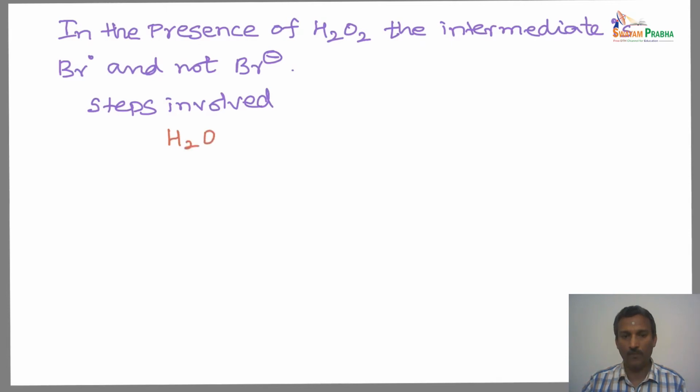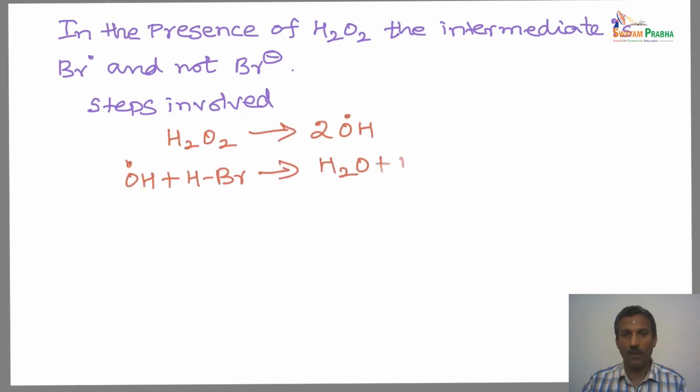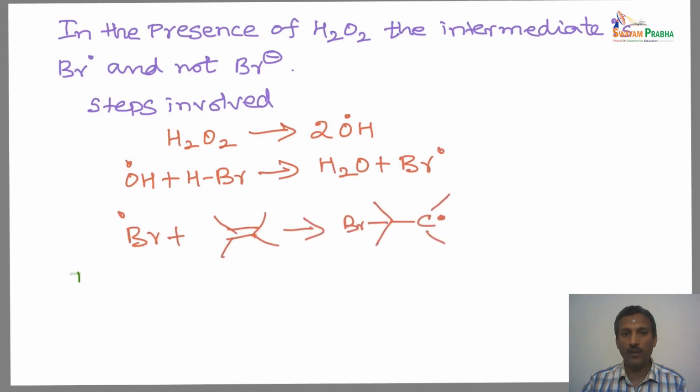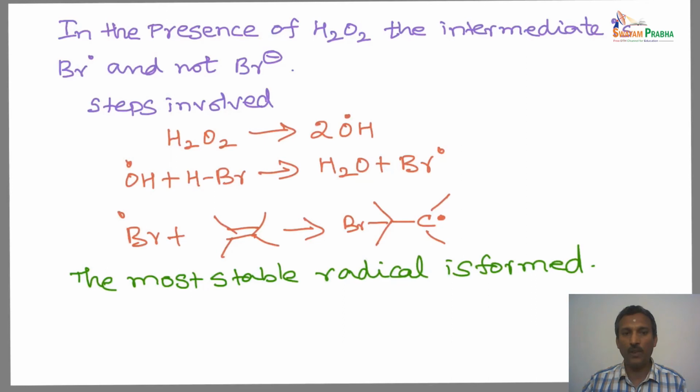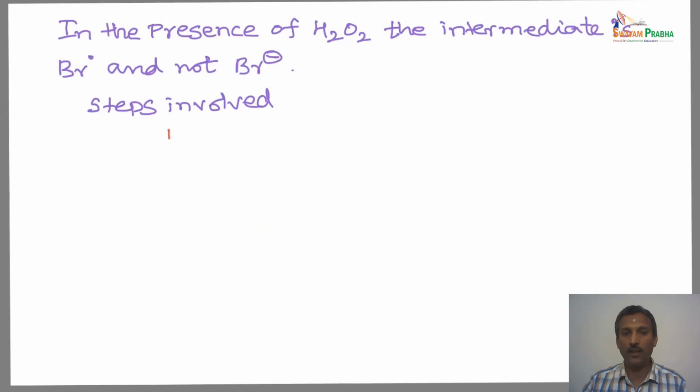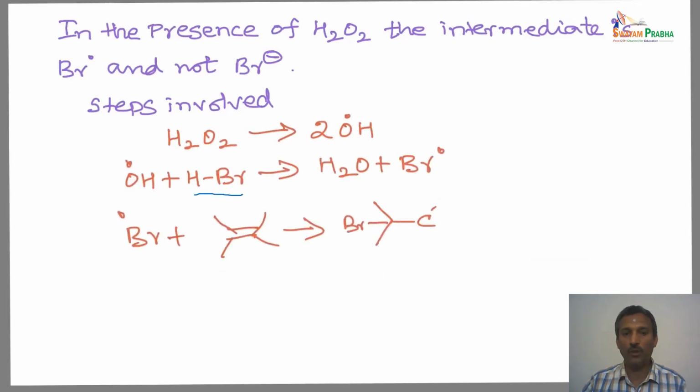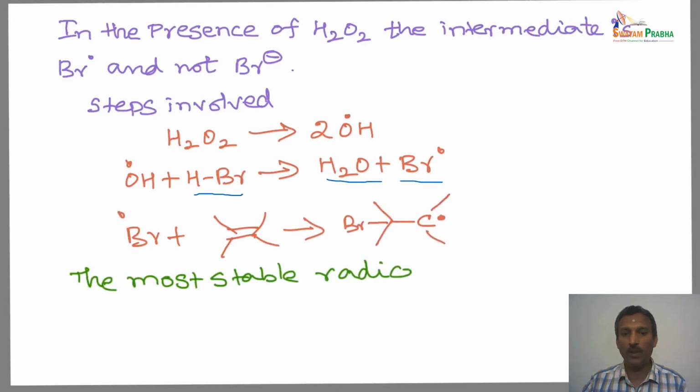In the presence of hydrogen peroxide, the intermediate is the bromine radical, we know that. So how the bromine radical is formed, we will see here. In the first step, the hydrogen peroxide gets homolytically cleaved to form two hydroxyl radicals. This hydroxyl radical reacts with HBr to give water and bromine radical.